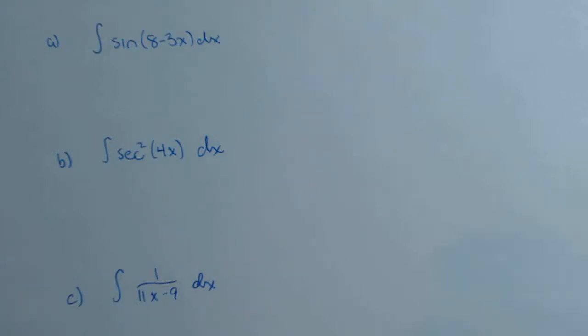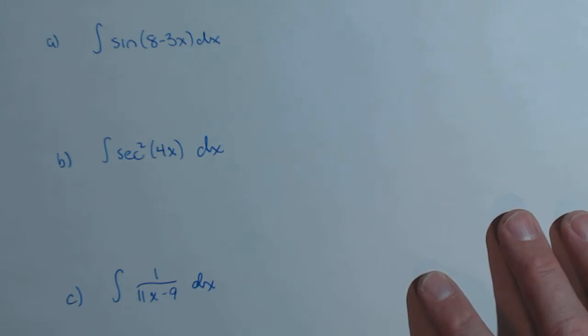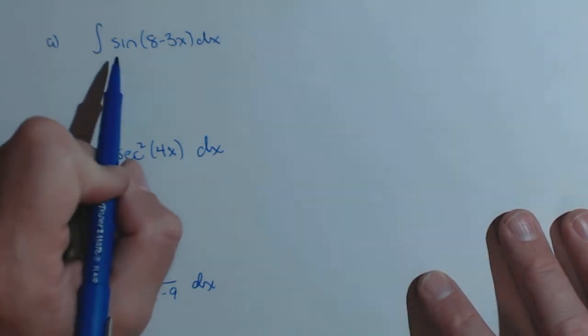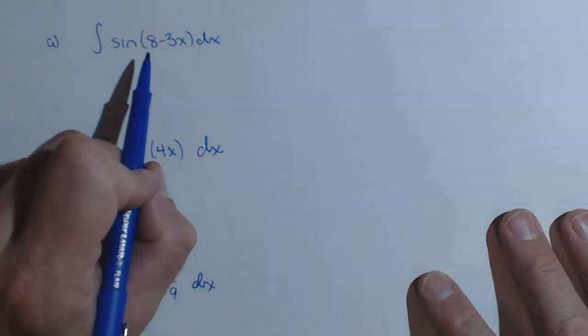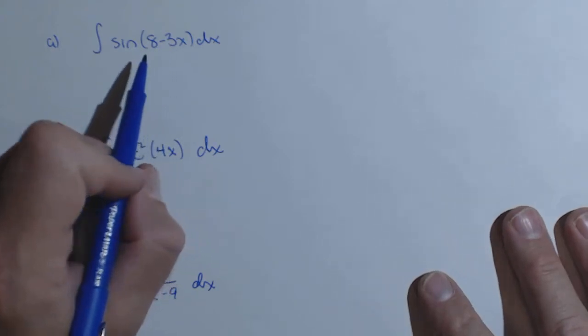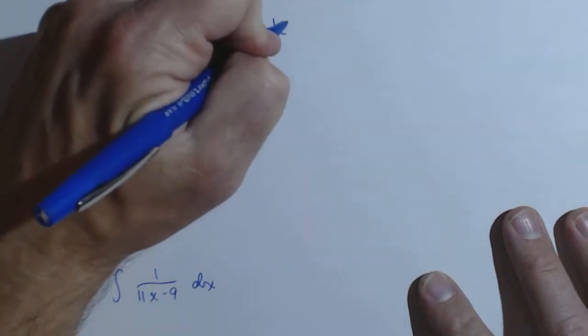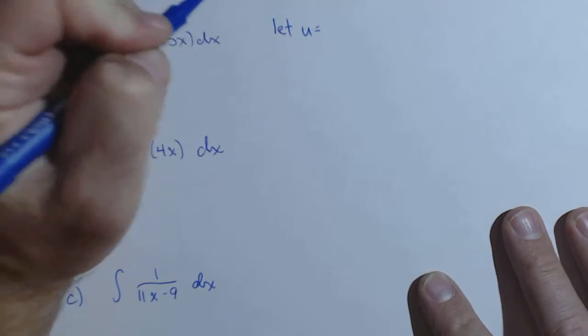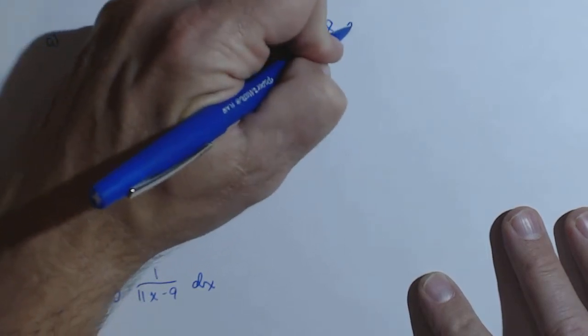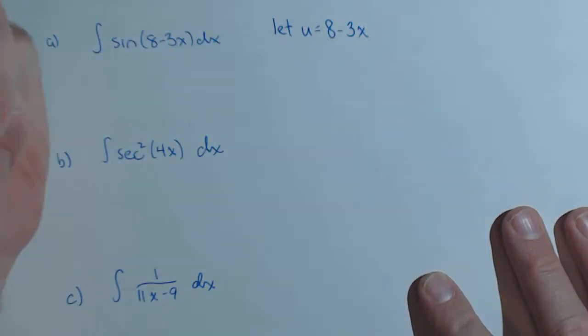In this video, we're going to look at calculating some indefinite integrals that require the substitution method. So, let's look at A here. What I notice is I have sine of more than just x. So what I'm going to do is let u equal that inside function, 8 minus 3x.